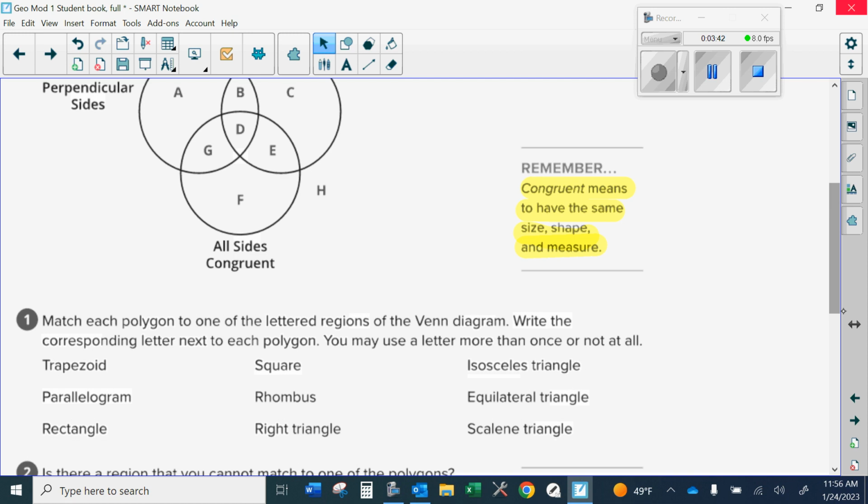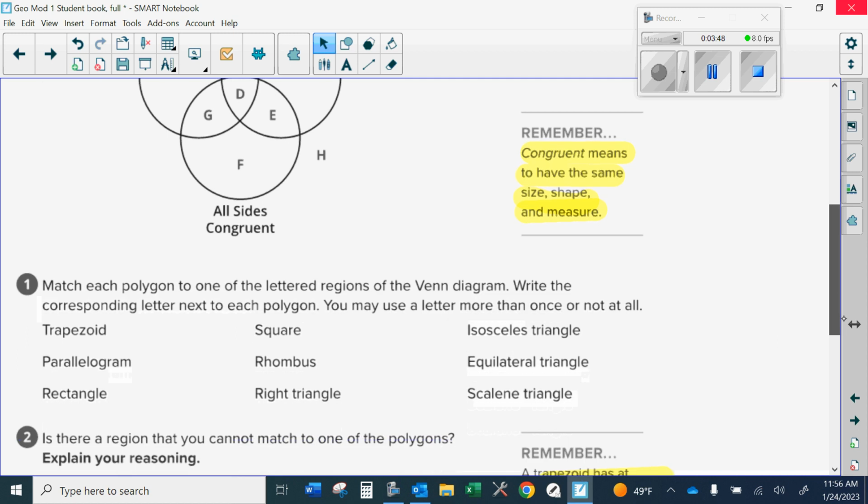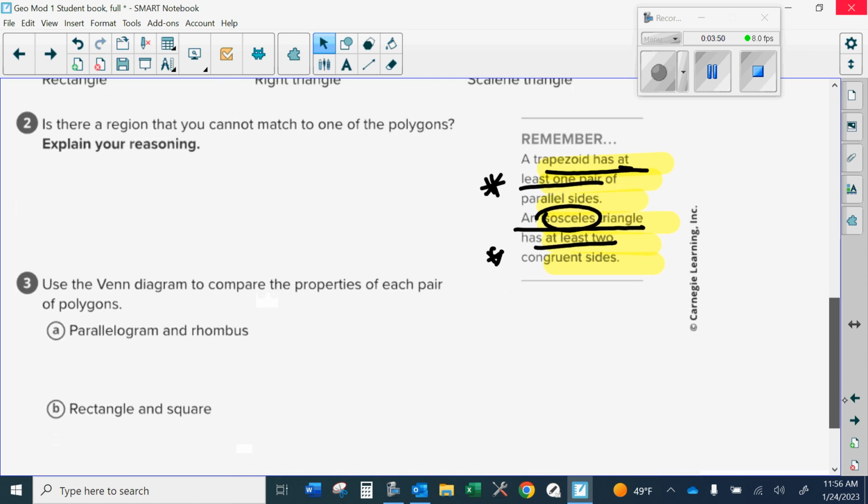Congruent means to have the same size and shape. There's no reason to say measure because that deals with the shape. Okay. A trapezoid has at least one pair of parallel sides. We know that definition. And an isosceles triangle has at least 2 congruent sides. So again, that's review vocabulary that we've already had.